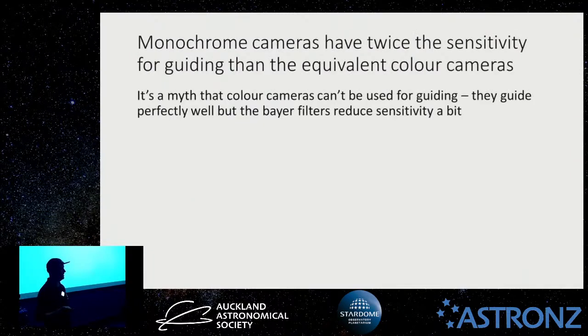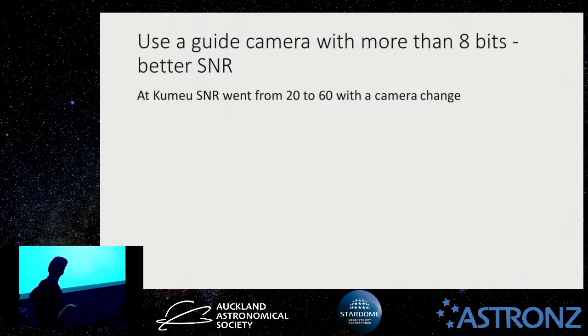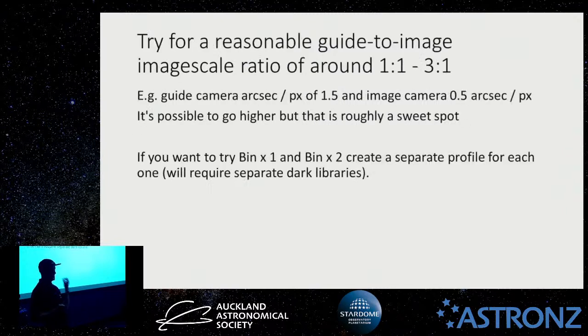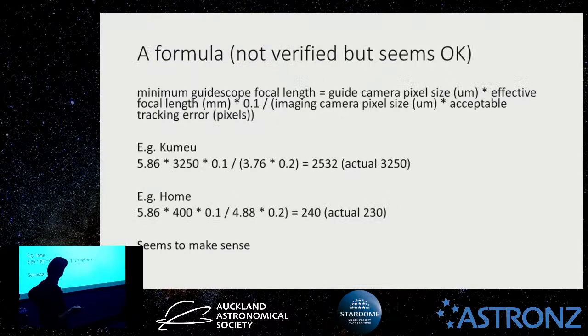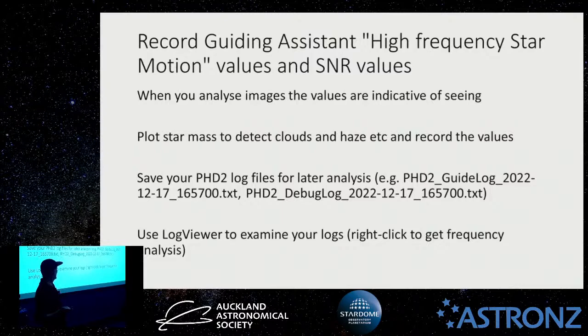Monochrome cameras have twice the sensitivity of color cameras. Use a camera with more than 8 bits, so you get 16 bits. That gives you better SNR. Don't worry about that formula. I've verified the formula. It seems to be pretty good.